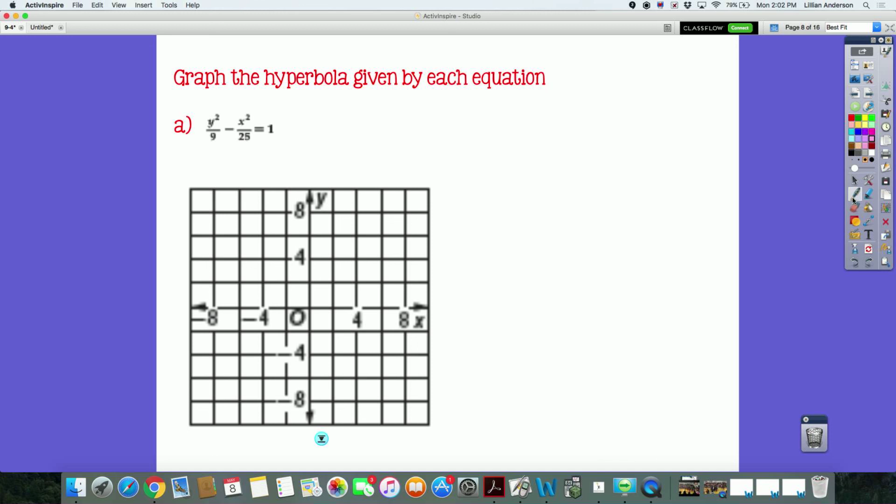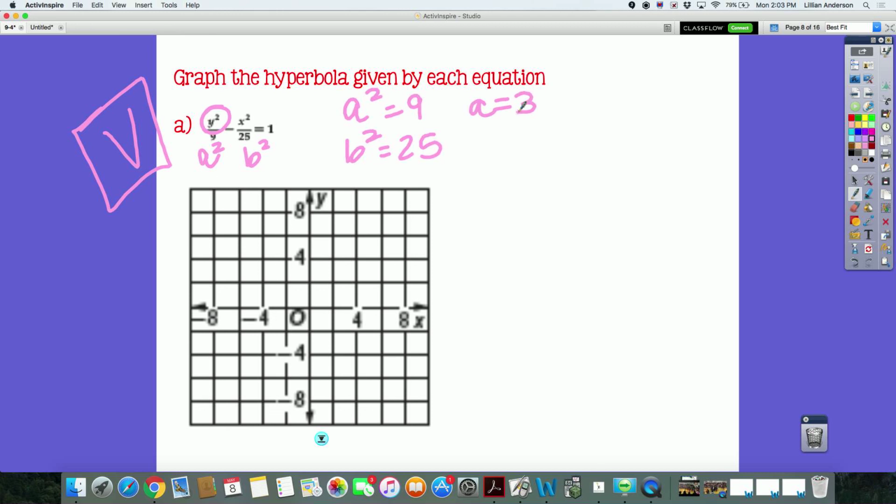Easiest way you can tell is look to see what is written first. Since the y's are written first, it goes y squared. That means it's going to be a vertical hyperbola, meaning that the branches are going to be up and down versus left and right. And no matter what, the first denominator is always a squared. The second denominator is always b squared. So a squared is equal to 9. B squared is equal to 25. So that means that a is going to be 3 and b is going to be 5.